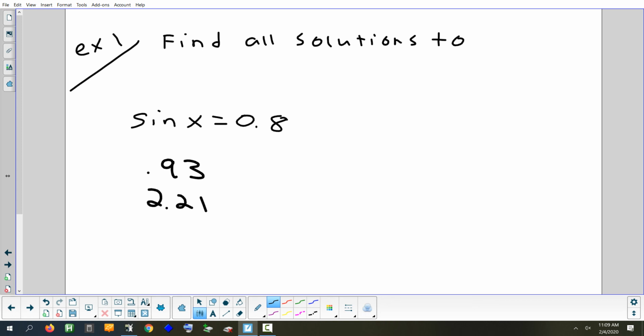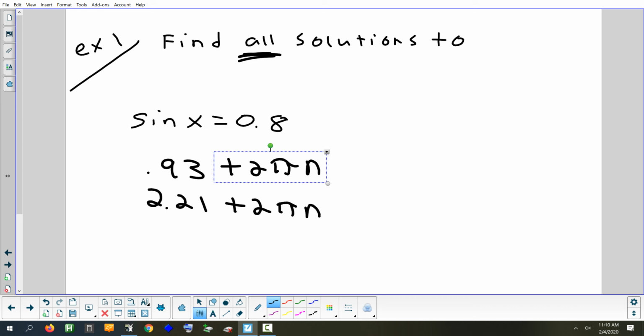Now, if you just do that, you haven't done it. You found 2 solutions to that problem. I want all of them. So what do I have to put to represent all solutions? Yeah? Plus 2 pi n. Right. That answer will repeat every single cycle. So that's why you put plus 2 pi n, plus 2 pi n.